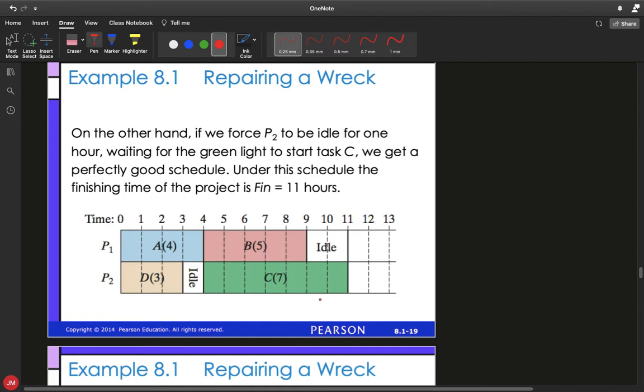If we were to make our second processor wait for an hour for the first processor to finish that project A, then we can start task C, and this is a perfectly fine schedule. Notice that, like I mentioned, it does mean that you extend from it finishing in 10 hours to 11, but 11 is a lot better than finishing in 12.